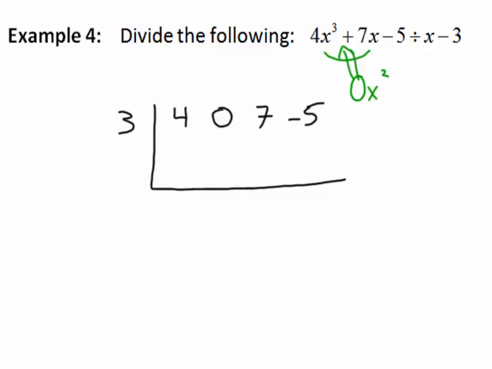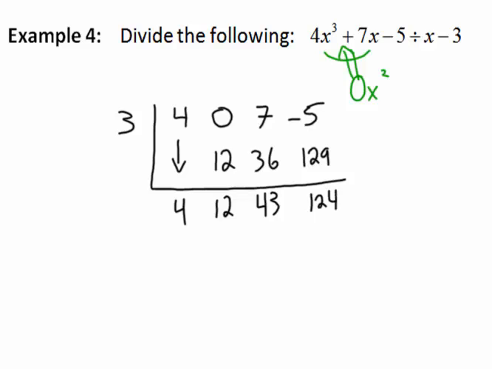You can see how quickly we can find a coefficient with synthetic division. We bring down the 4. 4 times 3 is 12. Again, we're always adding. That gives us 12. 12 times 3 is 36. Doesn't matter if the numbers get big, and these numbers are going to get a little bit big. 36 plus 7 is 43. 43 times 3 is 129. And -5 plus 129 is 124.